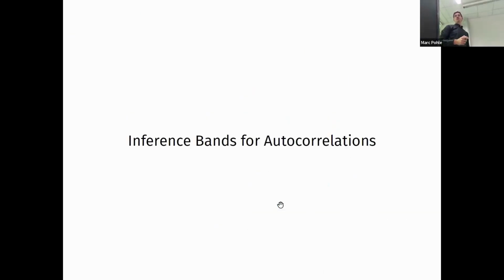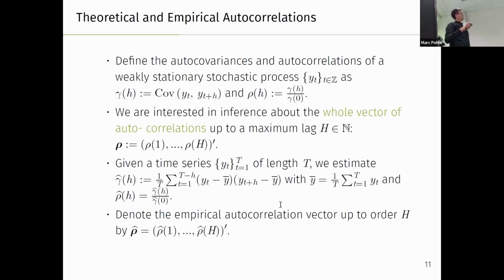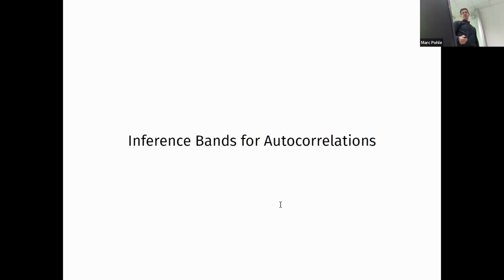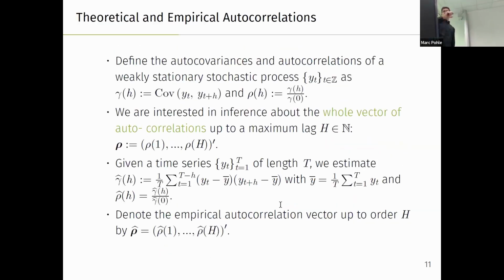Okay, now we can move on to the inference bands for autocorrelations, and use the general case. So this is the one ingredient: the inference bands in the asymptotically normal case, as I just told you. And the other ingredient that we need is the asymptotic distribution of the empirical autocorrelation vector. Then we can construct our bands.